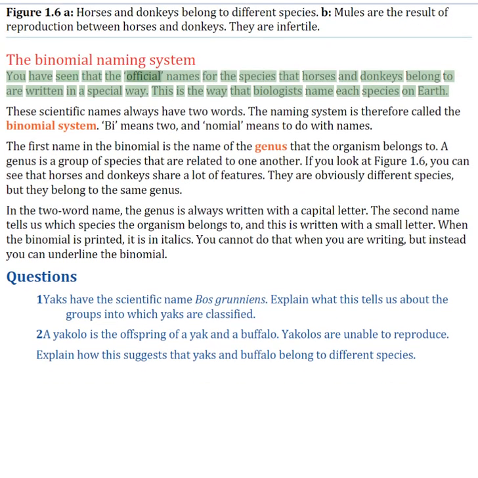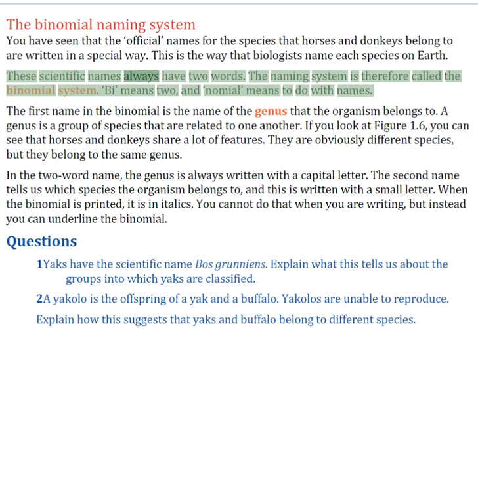The binomial naming system. You have seen that the official names for the species that horses and donkeys belong to are written in a special way. This is the way that biologists name each species on Earth. These scientific names always have two words. The naming system is therefore called the binomial system. Bi means two, and nomial means to do with names.